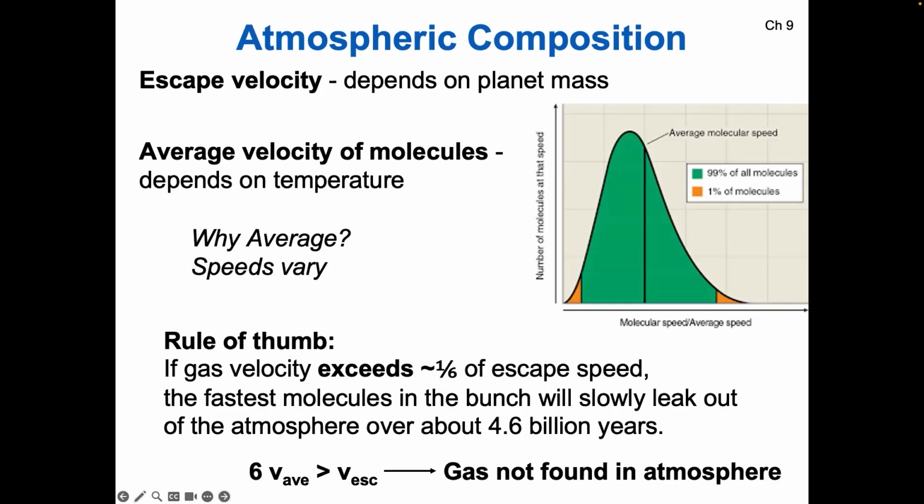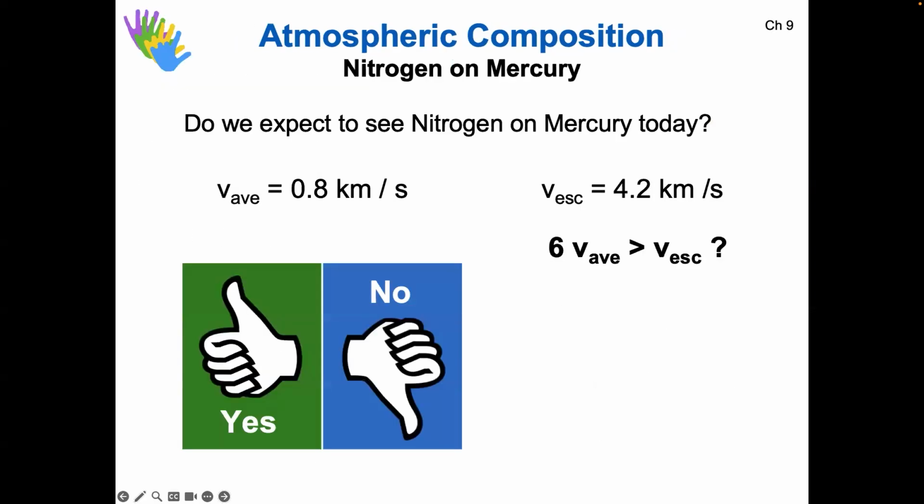This also means that if you have an average speed that's 6 times the escape velocity, you're not going to find gas in that atmosphere. You're basically going to have an atmosphere that's been completely stripped away over time by the temperatures there and the size of the planet.